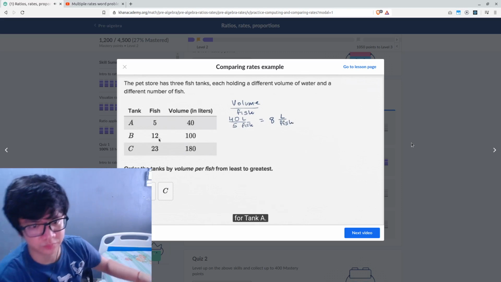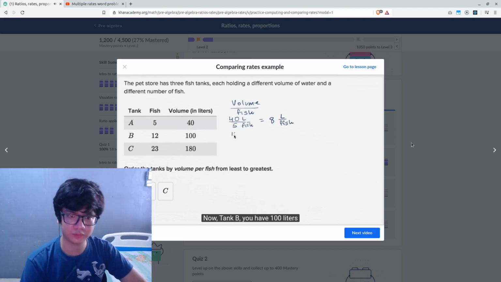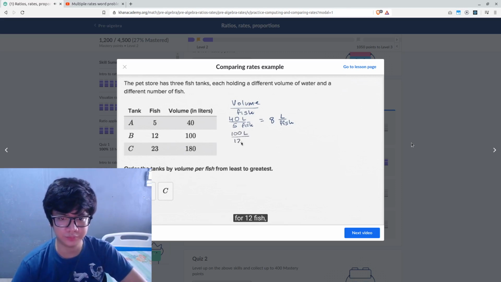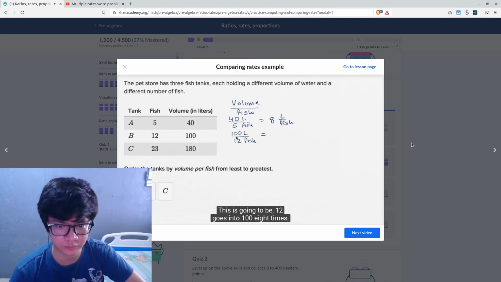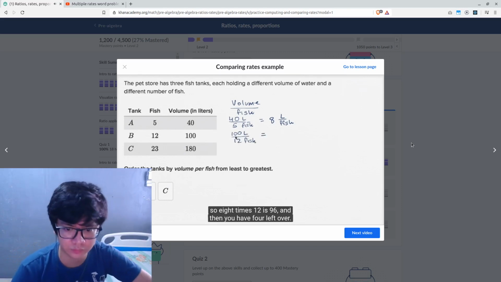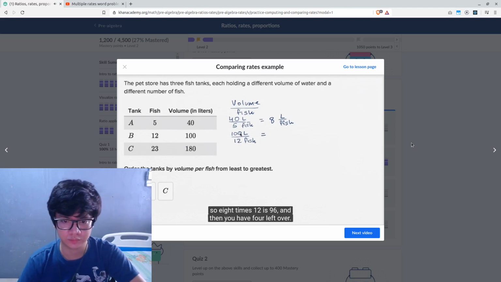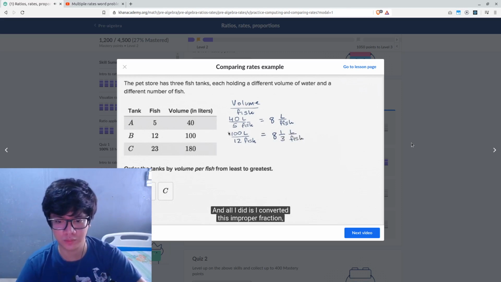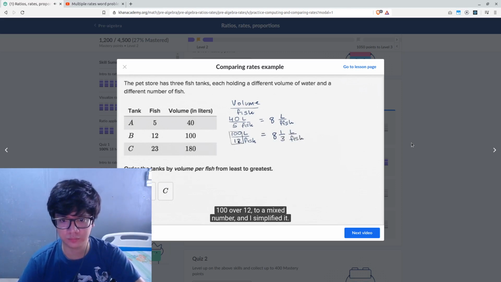Now, tank B, you have 100 liters for 12 fish. So what is this going to be? 12 goes into 100 8 times. So 8 times 12 is 96. And then you have 4 left over. So this is going to be 8 and 4 twelfths, or 8 and 1/3 liters per fish. And all I did is I converted this improper fraction, 100 over 12, to a mixed number, and I simplified it. 12 goes into 100 8 times with the remainder 4. So it's 8 and 4 twelfths, which is the same thing as 8 and 1/3.